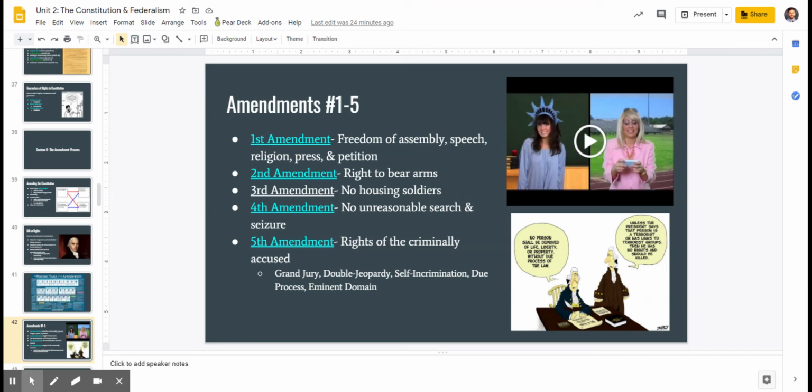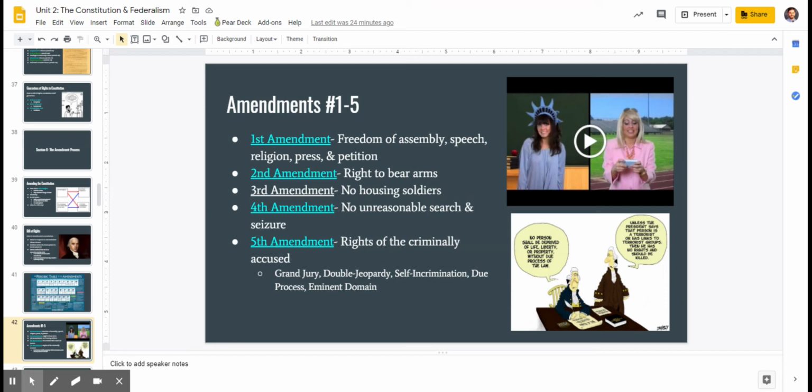Second Amendment, right to bear arms, right to own firearms and other types of weaponry to protect yourself and your home. I'm only going to hit the highlighted ones, the ones that come up the most often in the AP exam, and you can read through the other amendments later at your own pace.